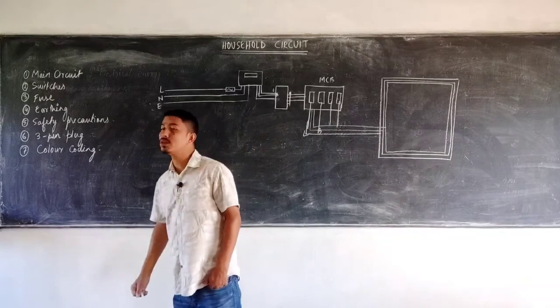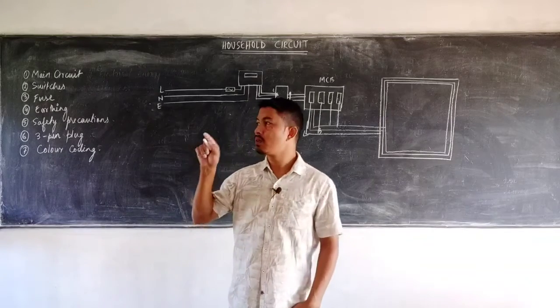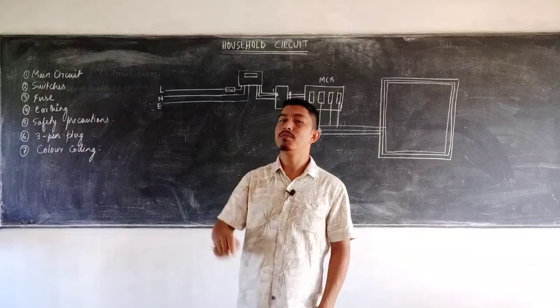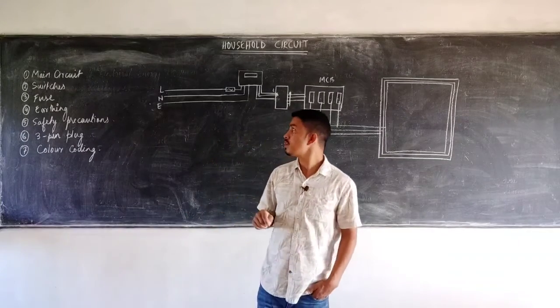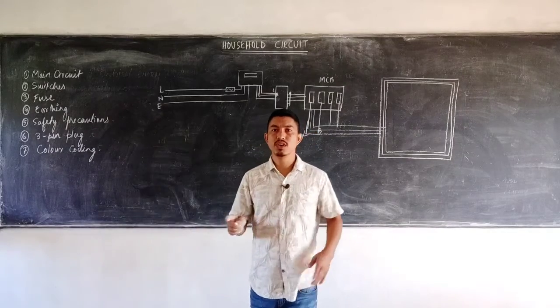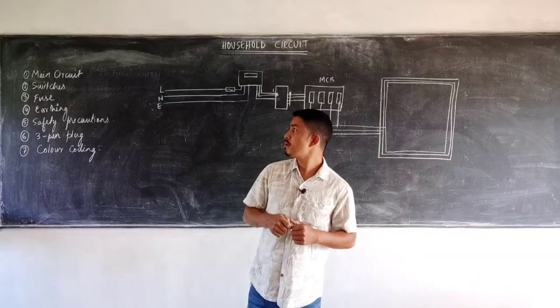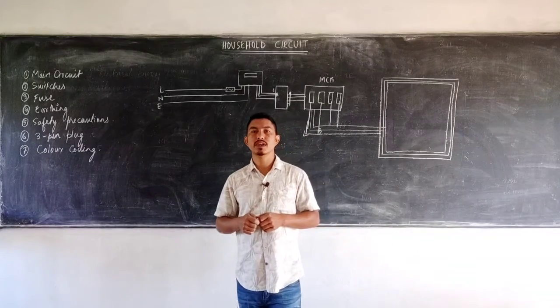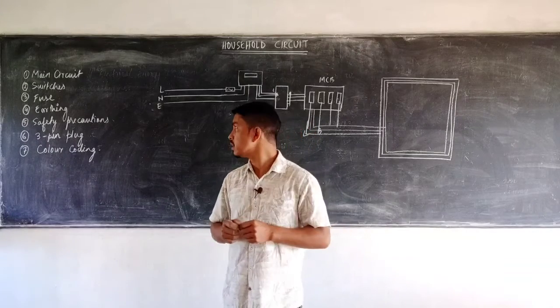Now coming to the second point, switches. We are very much familiar with the switch. When we switch it on, the bulb glows. When we switch it off, the bulb goes off. So the switch is an on and off device, which either connects or disconnects the circuit. And remember, these switches are always connected in the live wire, because the live wire brings in the current.